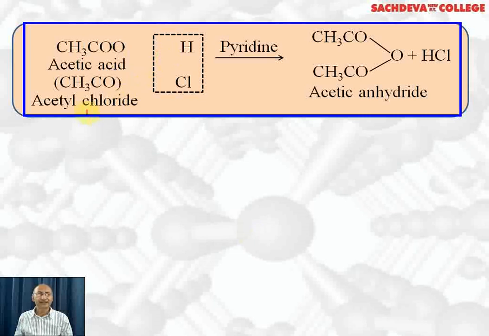Here acetic acid is reacting with acetyl chloride. HCl is lost in the presence of pyridine as a solvent. We get acetic anhydride plus HCl. Here we can use the sodium salt of the acid, which will react faster.